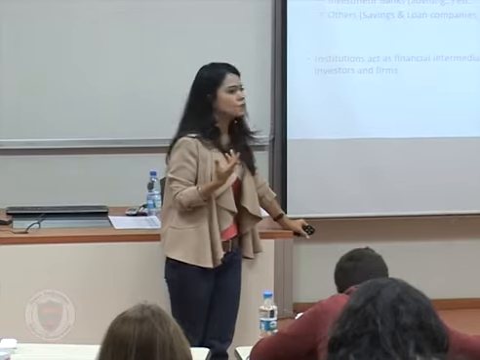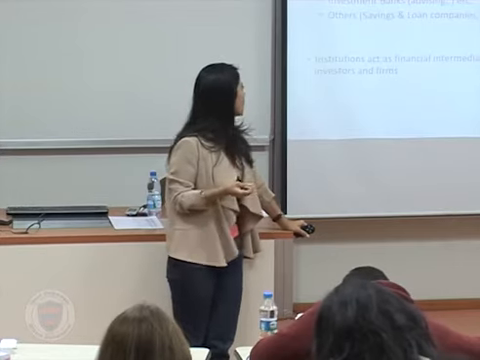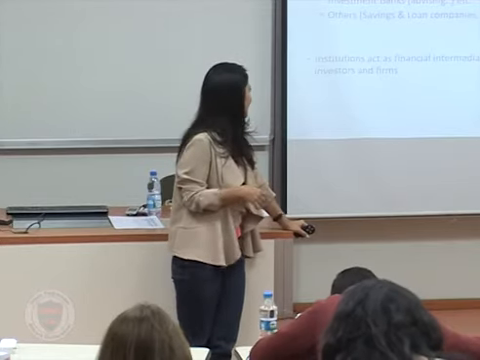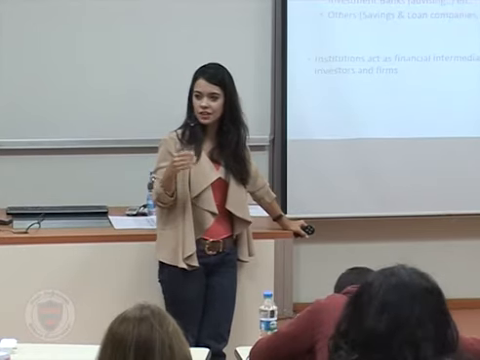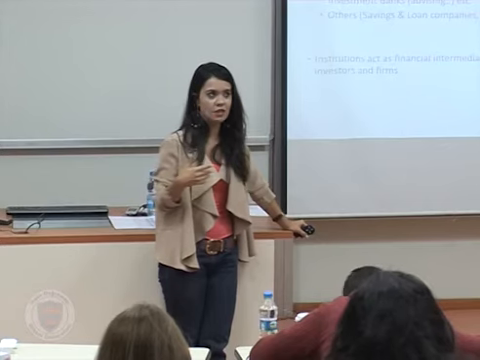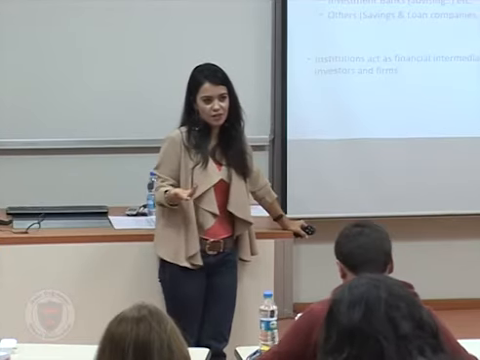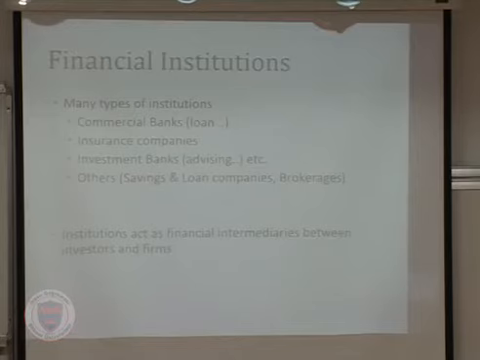Then we have other financial institutions. You all know about commercial banks, you know, Akbank, Garanti. We have insurance companies, Aksigorta. Okay. We have investment banks. Investment banks are different than normal banks. They actually give advising and consulting services. You cannot go get a loan from an investment bank. You might have savings and loan companies, brokerages, whatever. So basically, all those institutions are like financial intermediaries between investors and capital users, capital providers and capital users.